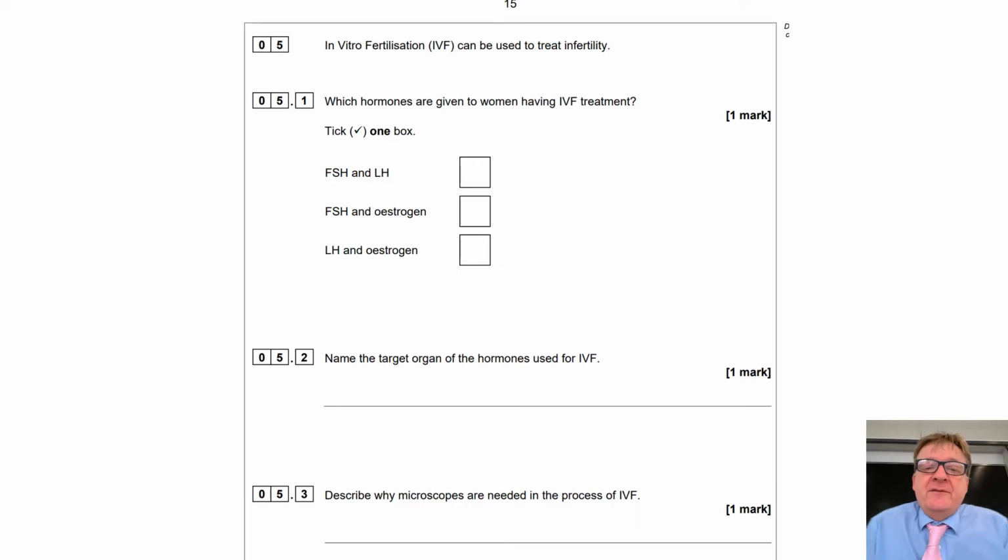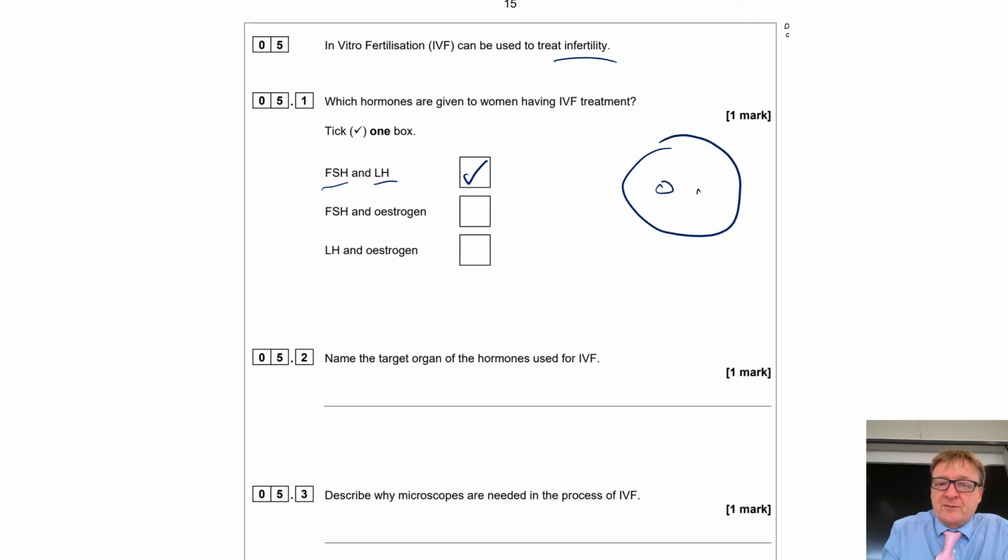In vitro fertilization, IVF, in glass, can be used to treat infertility. Fantastic. Which hormones are given to women having IVF treatment? It's FSH, follicle stimulating hormone, and LH, which causes ovulation. Name the target organ of the hormones used in IVF. FSH and LH are produced in the pituitary gland, which is right in the middle of somebody's head. But their target organ is the ovaries.